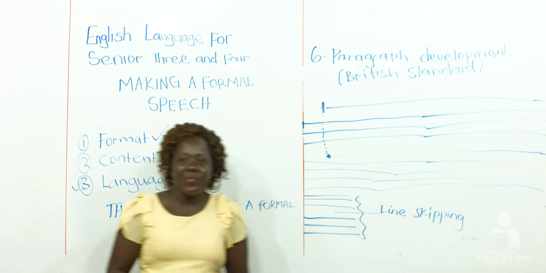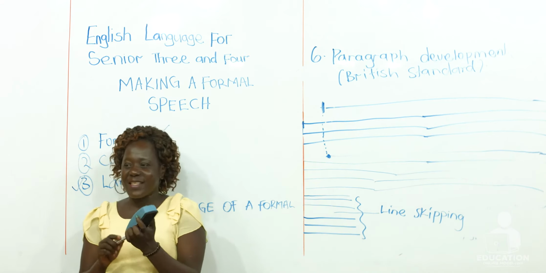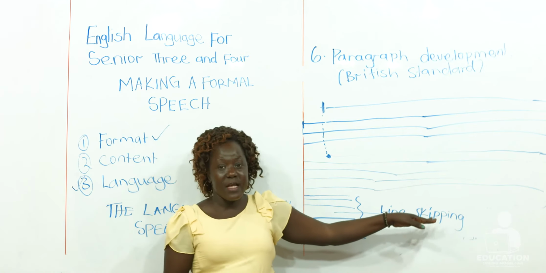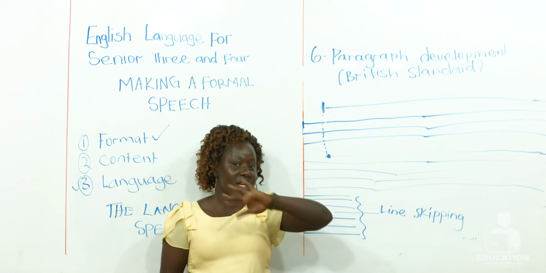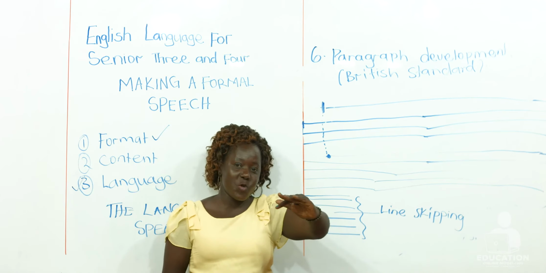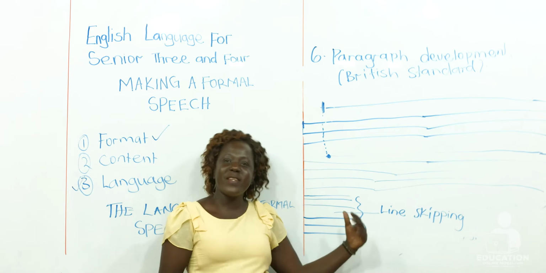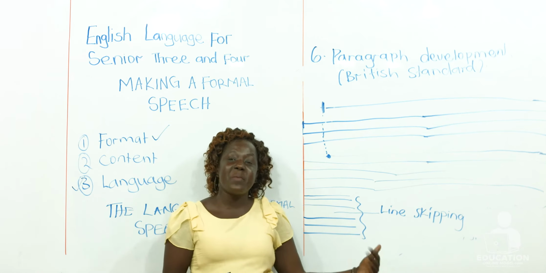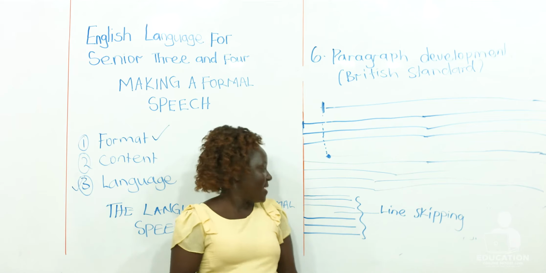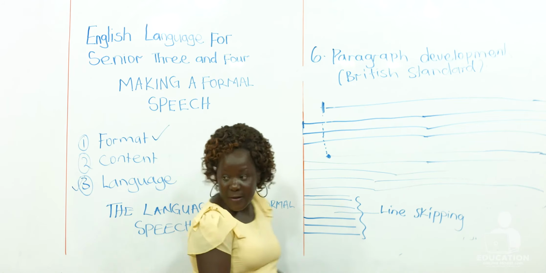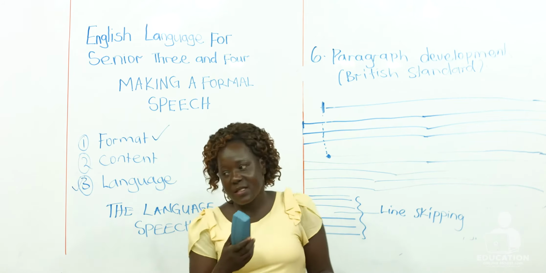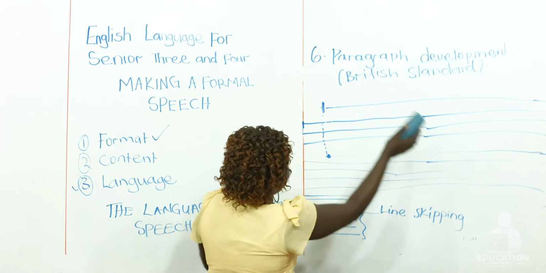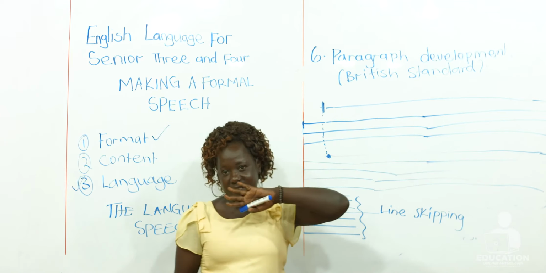Don't say line jumping. That is direct translation, which we are going to talk about later. Line skipping is a crime in the English language. We assume, for us examiners, that you wanted to write something but you forgot. Therefore, you decided to skip and say, maybe I'll come back and write. So you will be punished, my friend. You're going to be punished, I tell you. Be very careful. Now, this is what we call paragraph development.